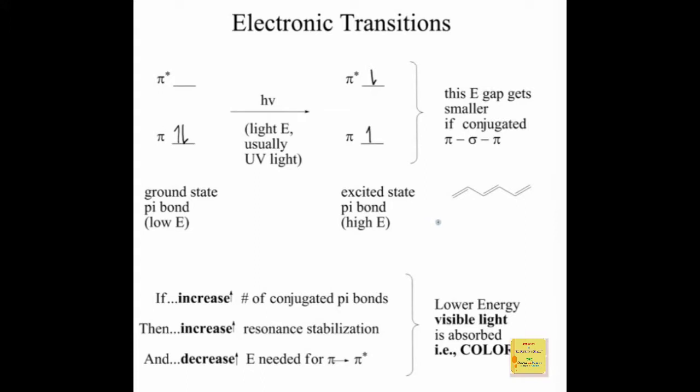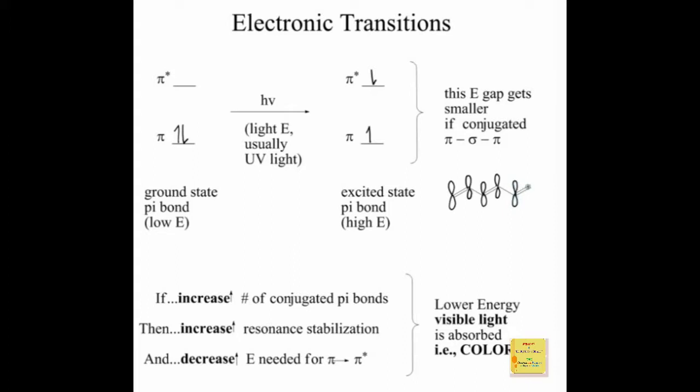Now, where this gets very interesting is that the energy gap between the pi and the pi star will shrink, will become smaller, if the pi bond in question is conjugated with other pi bonds. And to be conjugated means you have an alternating pi bond system: pi bond, sigma bond, pi bond, sigma bond, and so on, such as this system. We have a pi bond here, and then we have a pi bond right next door and another pi bond right next door. And because there's a p orbital on each of these pi bonds, there's one pi bond, and then here's another pi bond.